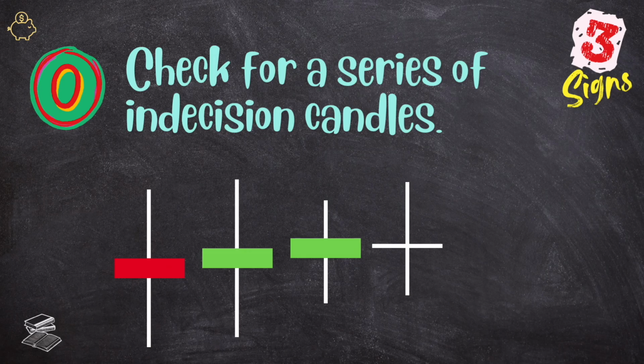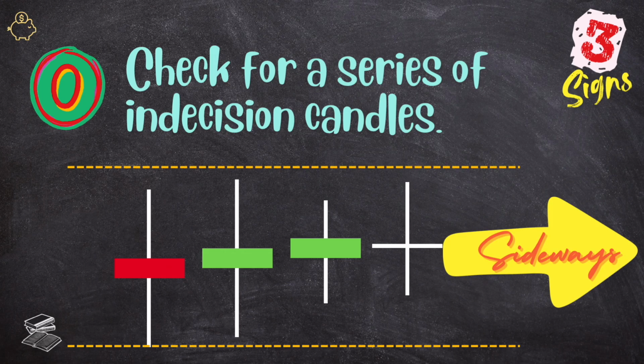And that is if the trend is preceded by a series of indecision candles, because this shows that the market is moving sideways and the sellers have had the chance to cool down their positions. Now that we know this, let's move to step 1 of our approach.